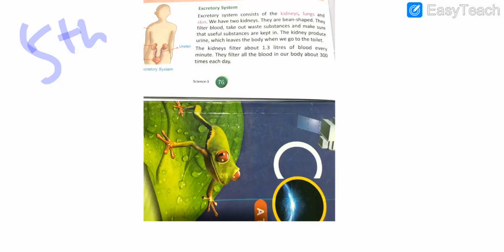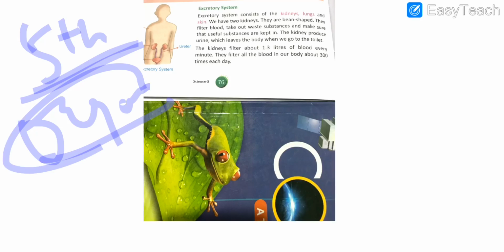This topic is for class 5th, and we are reading the chapter on organ systems. So far we have read about different kinds of organ systems like the skeletal system, respiratory system, circulatory system, and many more organ systems. Today we are going to read our next organ system, which is called the excretory system.